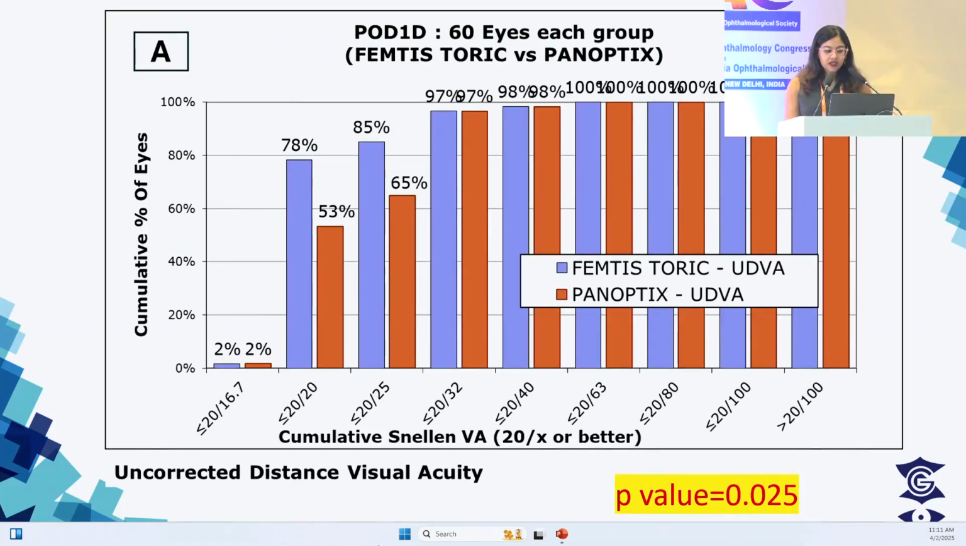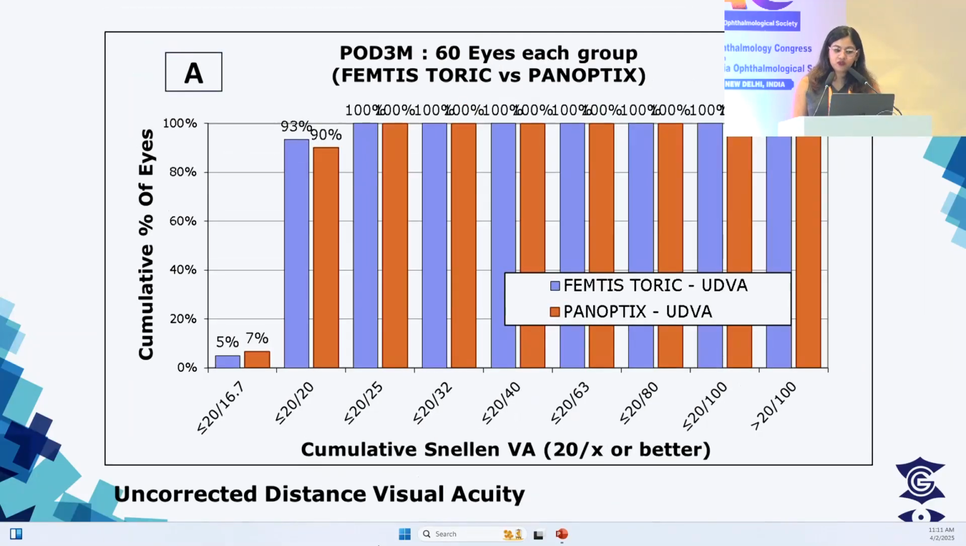Coming to the results, uncorrected distance visual acuity was significantly better in the Femtis group as compared to the Panoptix group. However, at postoperative 3 months, the uncorrected distance visual acuity was found to be comparable in both groups.